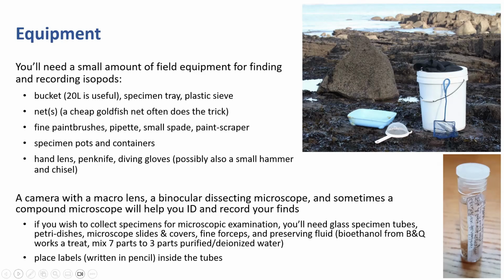If you're going to collect sand specimens for photography or microscopic examination, you'll need plastic tubes, but you'll also need glass specimen tubes to store them in, petri dishes and the usual stuff. To preserve them, just use bioethanol, diluted to a 70% solution. And then write the labels and stick them inside the tubes.